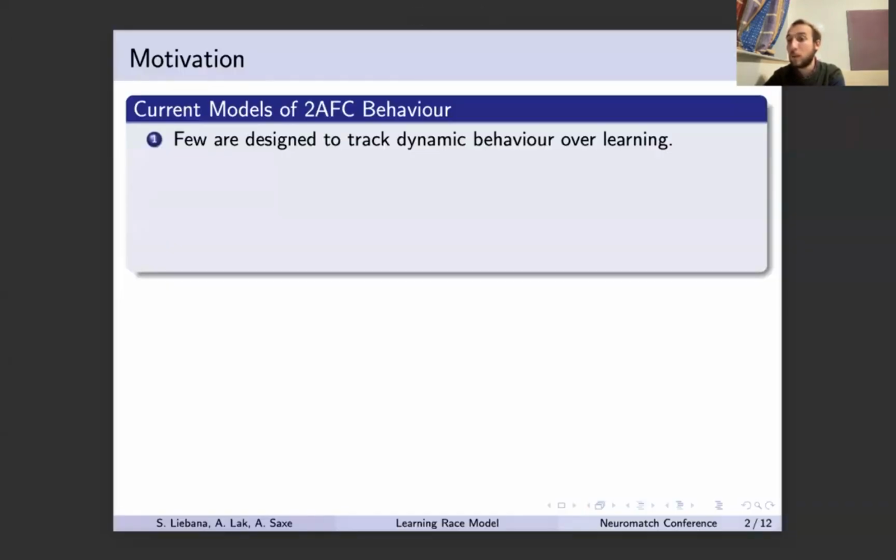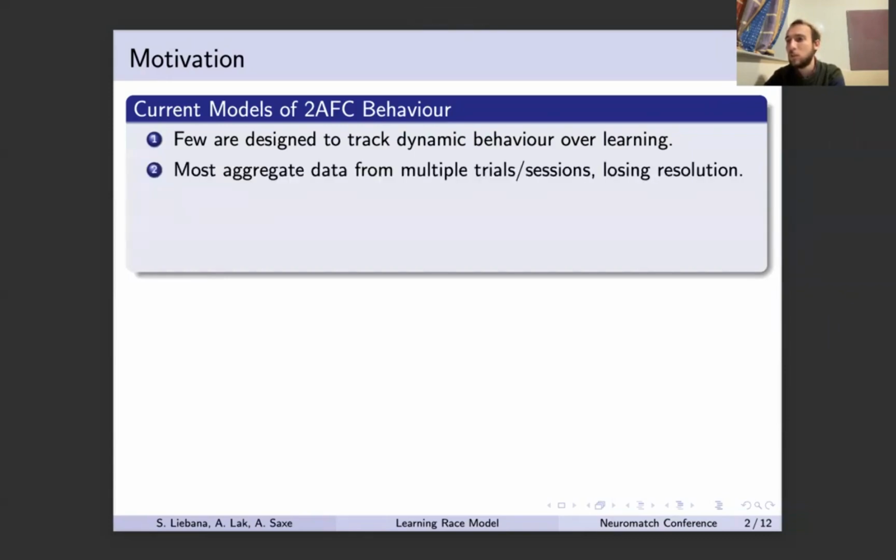I'd like to start by providing a brief description of the motivation behind this work. Current models of two alternative choice behavior are limited in that most capture only static performance after training and do not model change in behavior over learning. Those which do model change in behavior mostly aggregate data from several trials or sessions, losing the temporal resolution needed to accurately study learning dynamics.